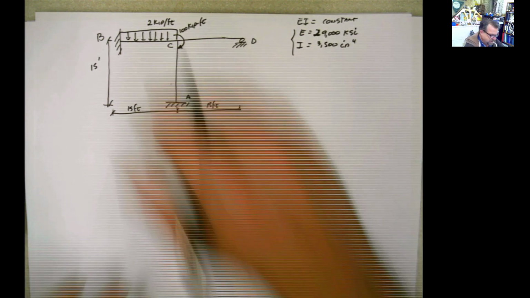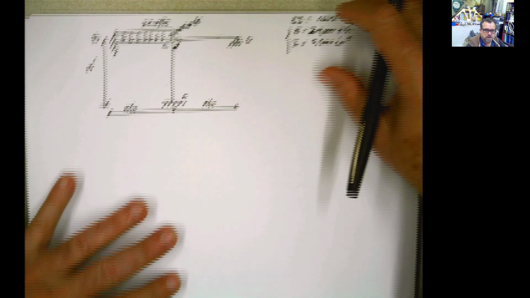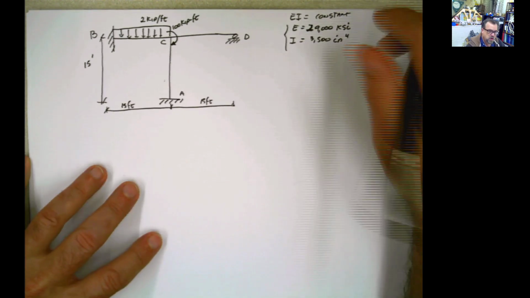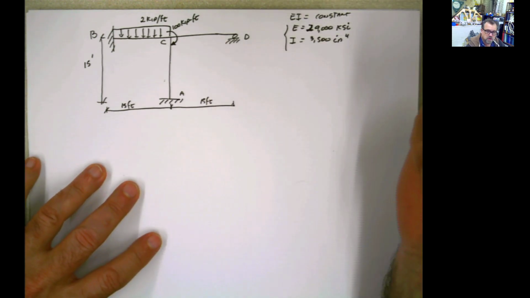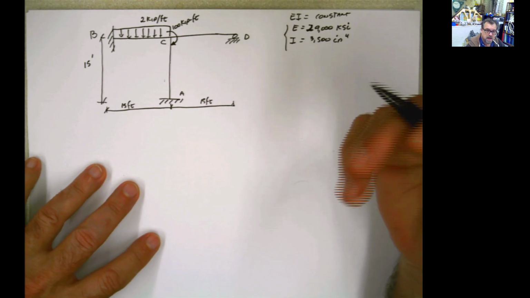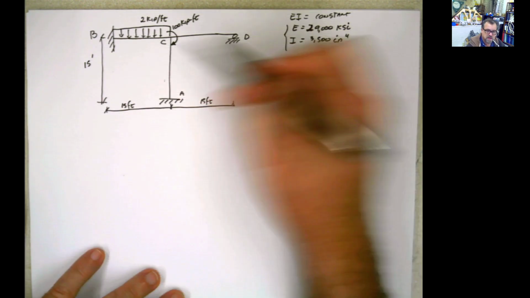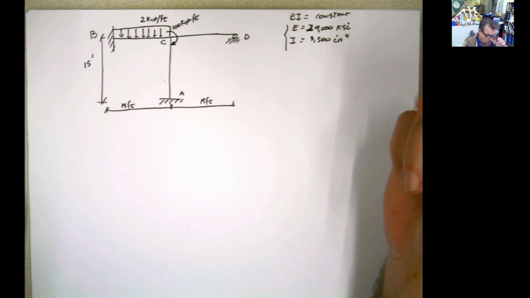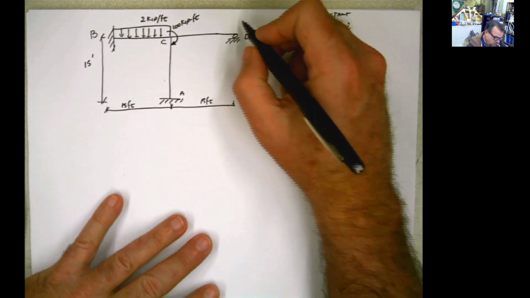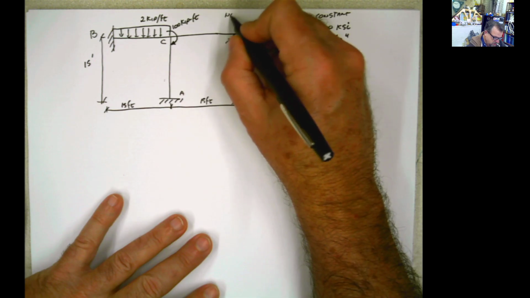Hello guys. Moment distribution. Frames. No sway. What is meant by no sway or no sideways movement allowed? You see, it's restrained. You don't have any possibility of this moving side to side. That's why it's called no sway or no sideways allowed. So, no sway.